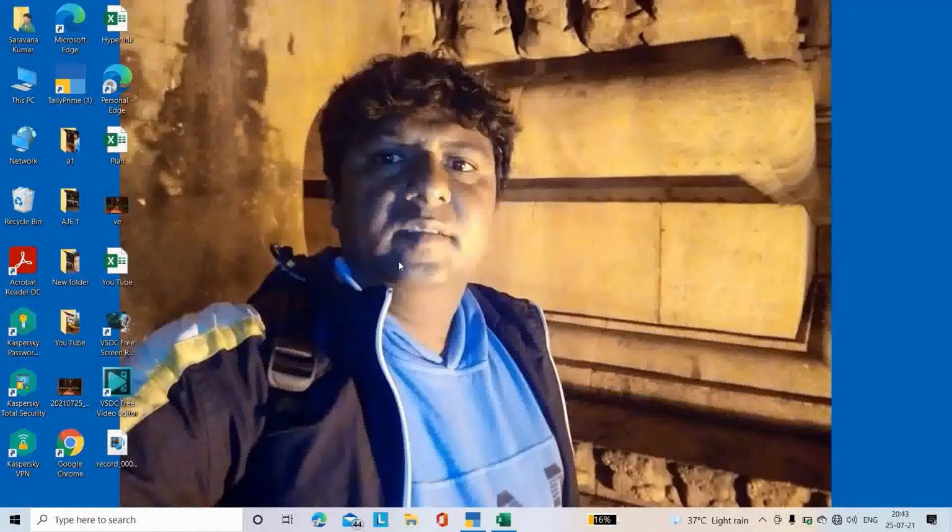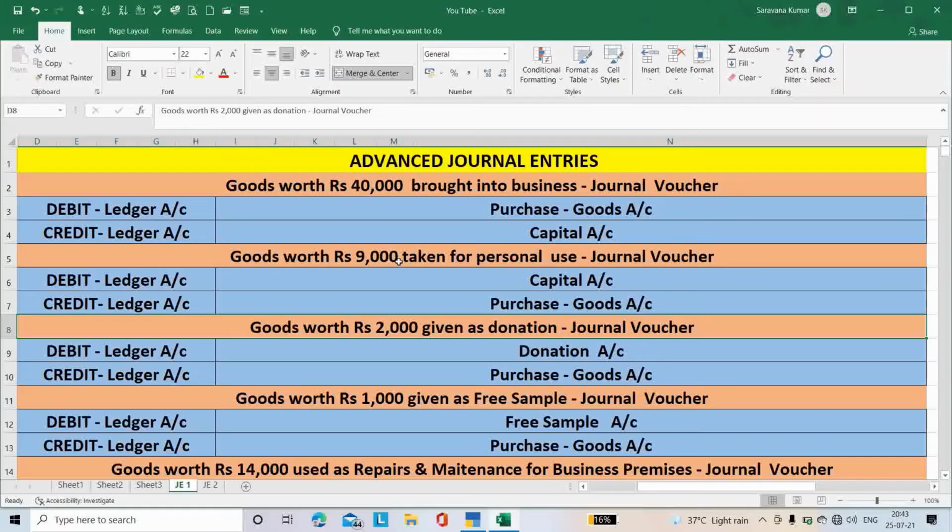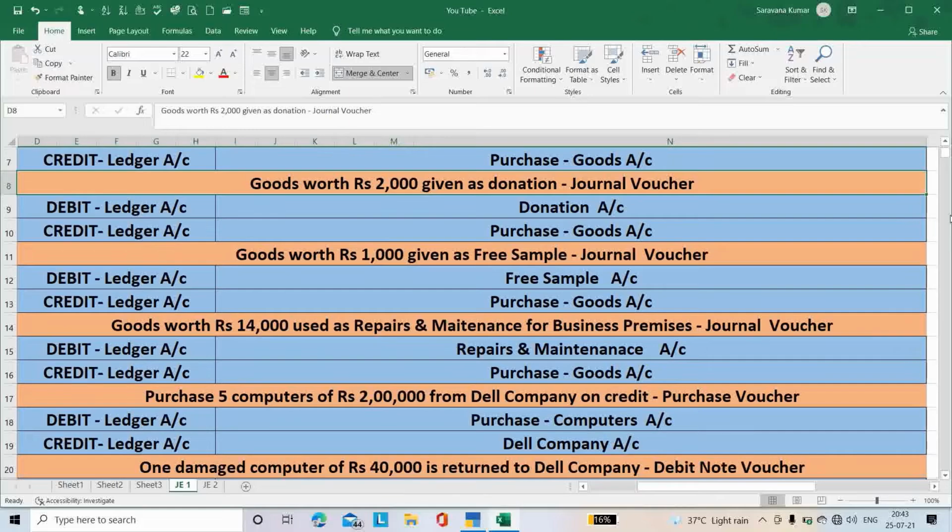Now I am going to explain how to enter advanced journal entries in Tally Prime. These are all the journal entries I am going to enter in Tally Prime.